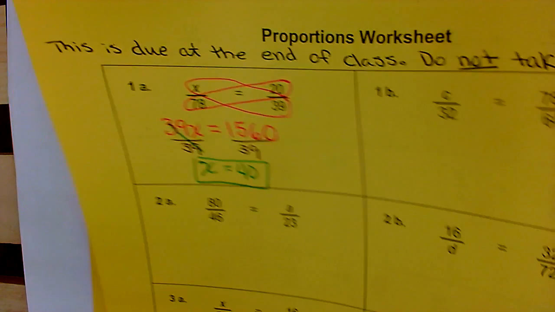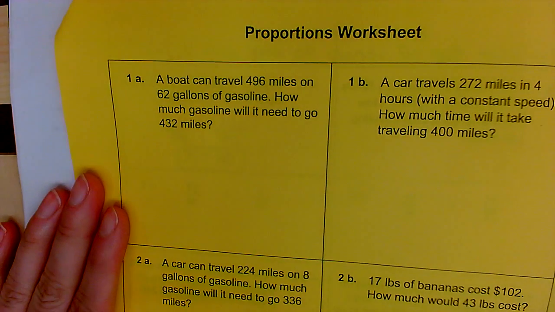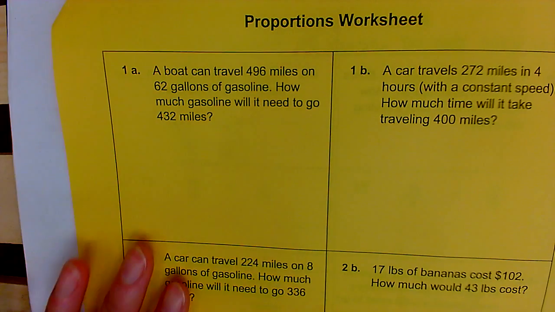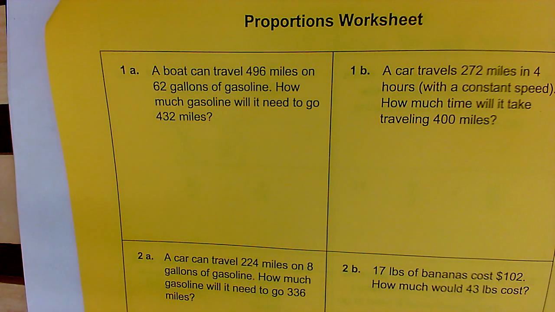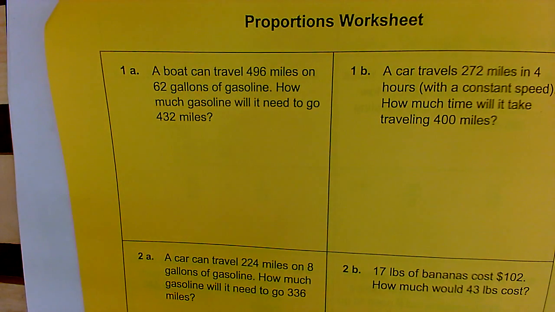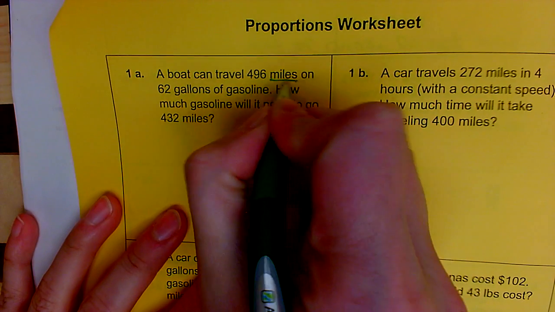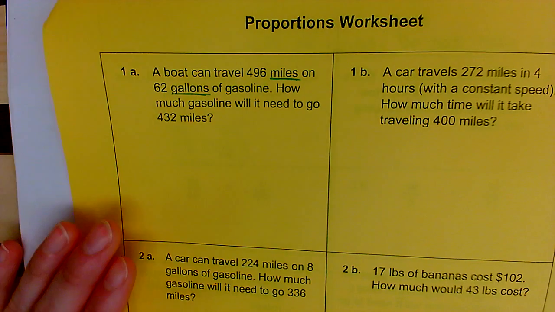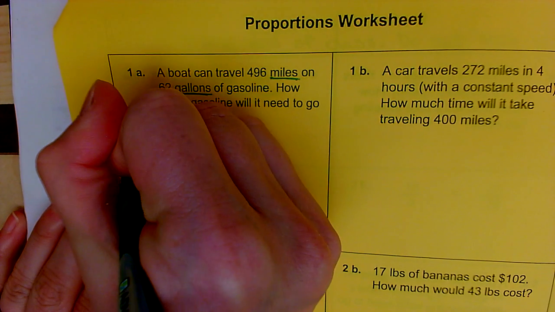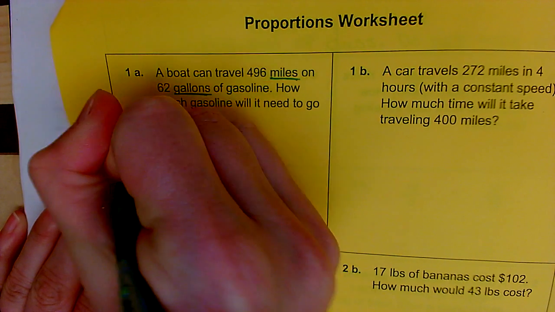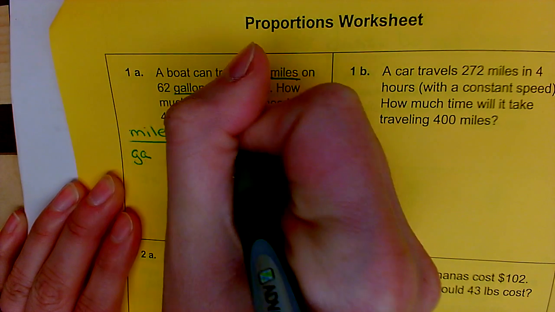All right, now let's look over at the second page for the proportions worksheet that starts with the word problems. So on number 1A, it says that a boat can travel 496 miles on 62 gallons of gasoline. How much gasoline will it need to go 432 miles? So we've got two things that are changing right here. We're talking about miles and gasoline. So I'm going to set up my fractions over on the side so that I'm comparing miles and gasoline.